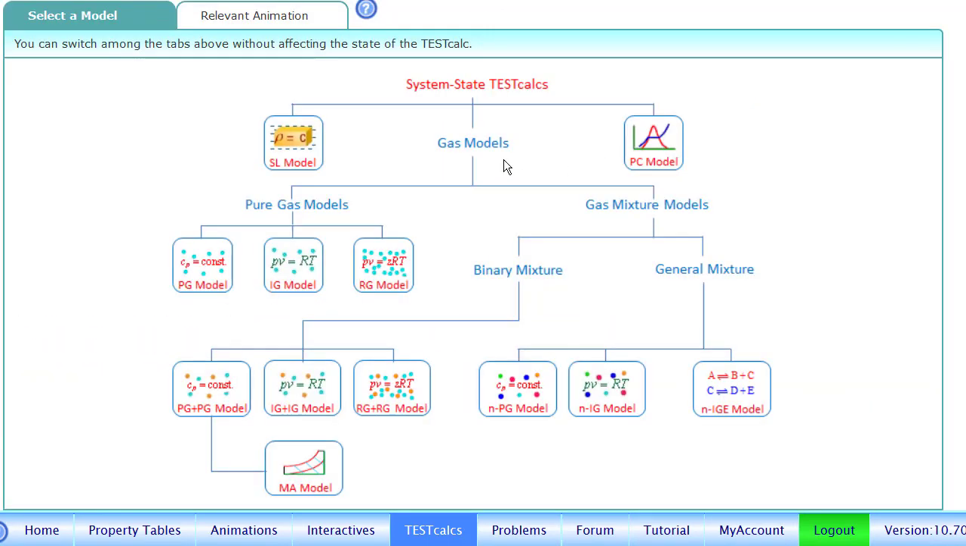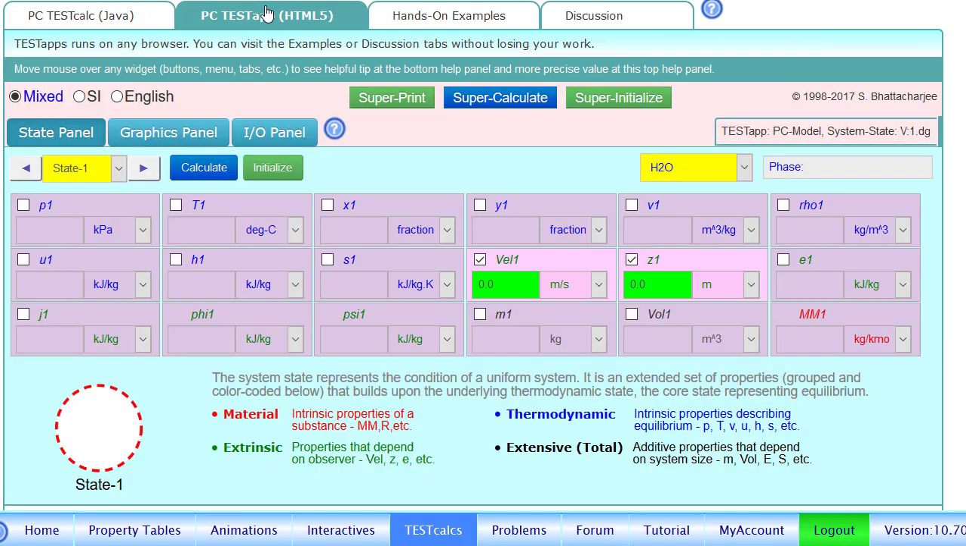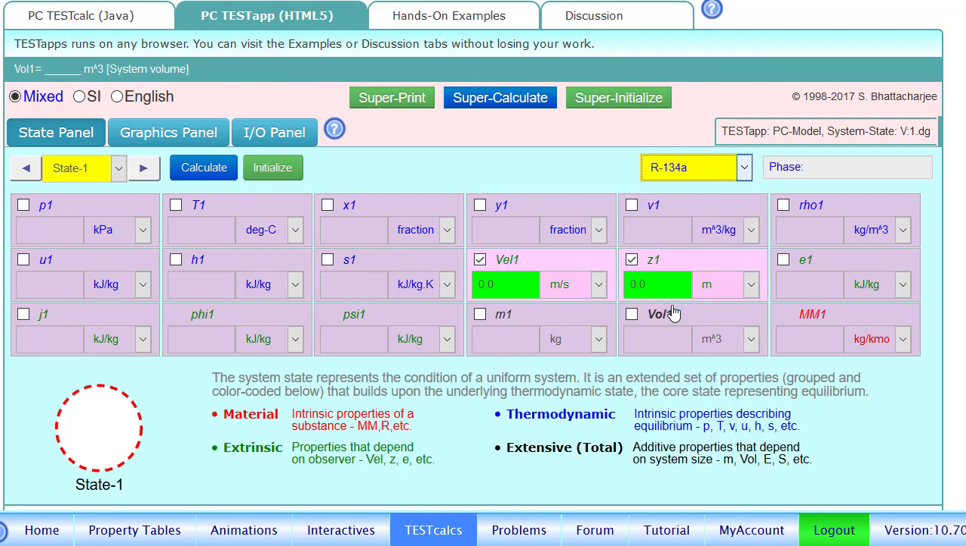And then since R134A is a refrigerant, and in refrigeration systems there's various phase changes, the PC model is the best choice. And we'll go to either PC TEST app or TEST calcs, and select R134A in the top right hand corner in the fluid selector. And now we're ready to enter the known properties.